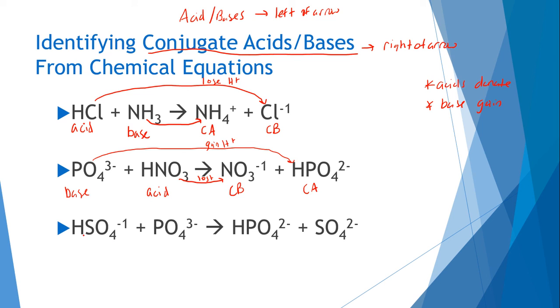And then on the last one, to see what happens, if you have an HSO4, in order to get over here, we have lost. So that's going to make this one my acid. From here to here, we have gained. So that's going to make that my base. Remember, it's the opposite. If this is my base, this is my conjugate acid. If this is my acid, this is going to be my conjugate base.